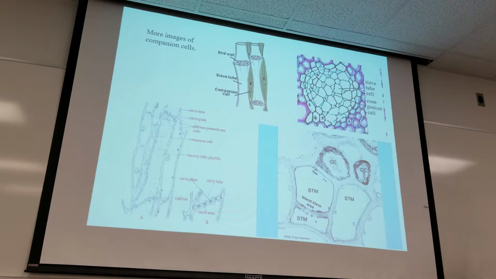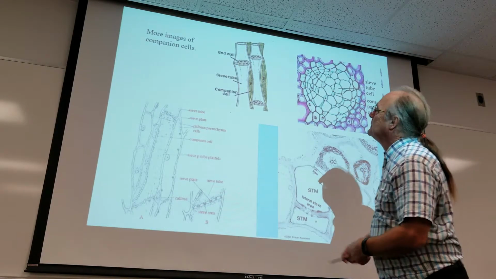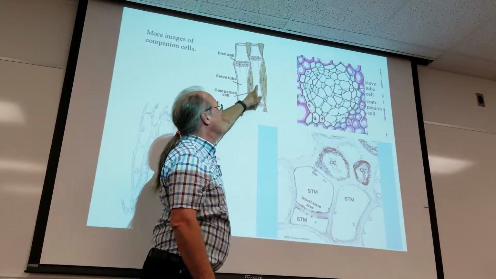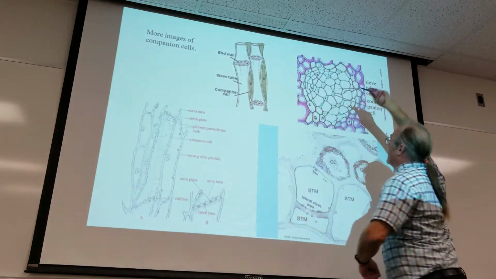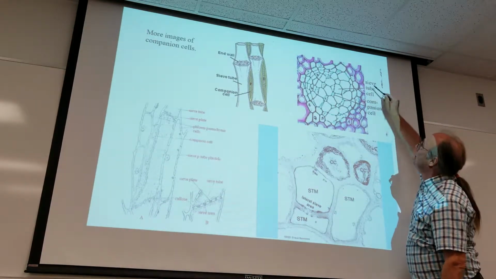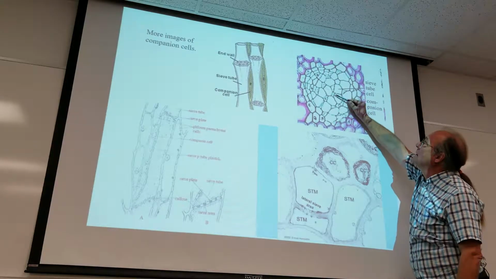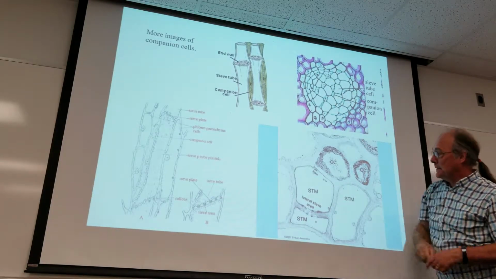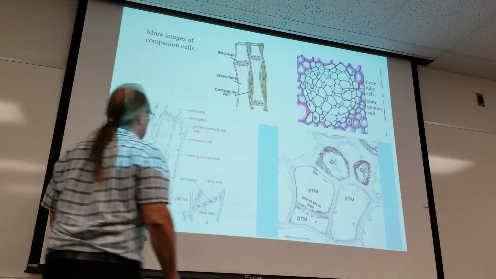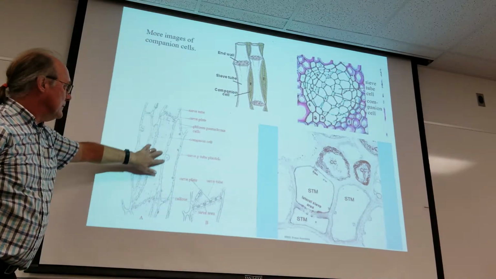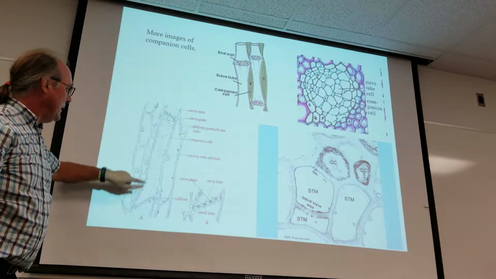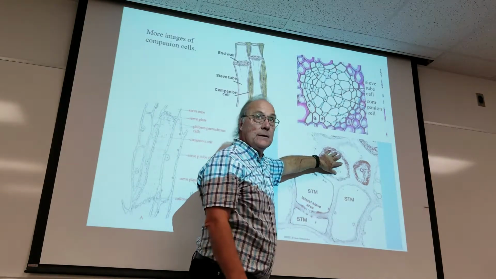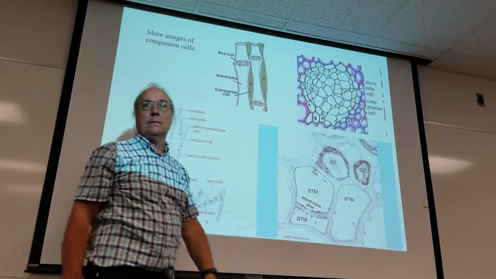Here's some more images. Here's a sieve tube member. Here's a companion cell. Here's a sieve tube member, here's a companion cell, looking at a cross section. Here's a sieve tube cell, here's a companion cell, here's a companion cell. You see, they're right next to each other. Here's another line drawing showing a sieve tube member and a companion cell right next to it. Another cross section: here's a sieve tube member with a companion cell next to it. Here's another companion cell right there.